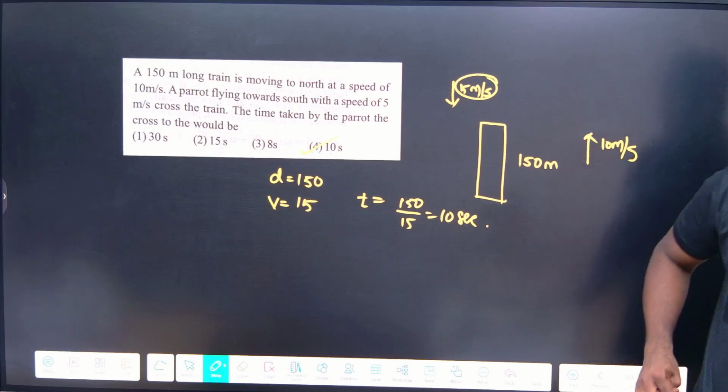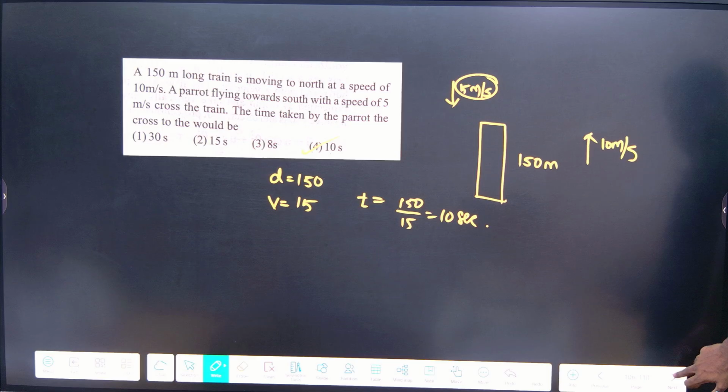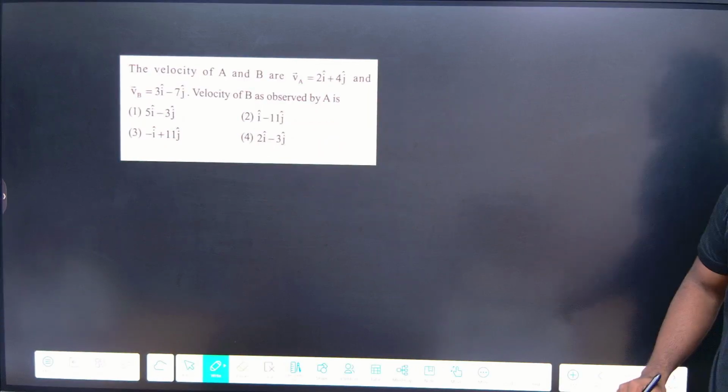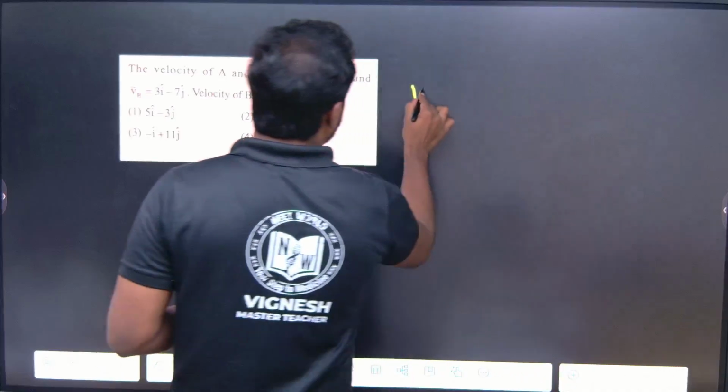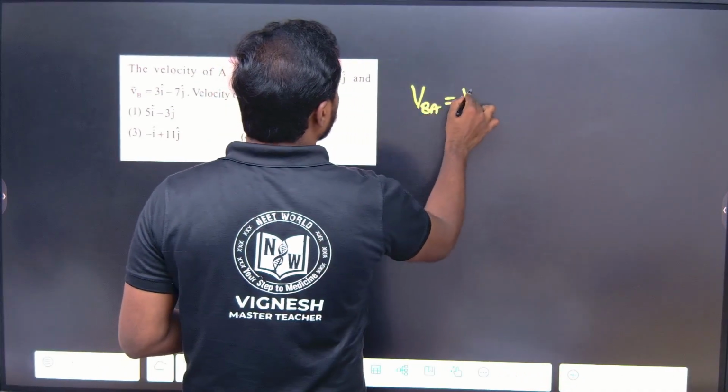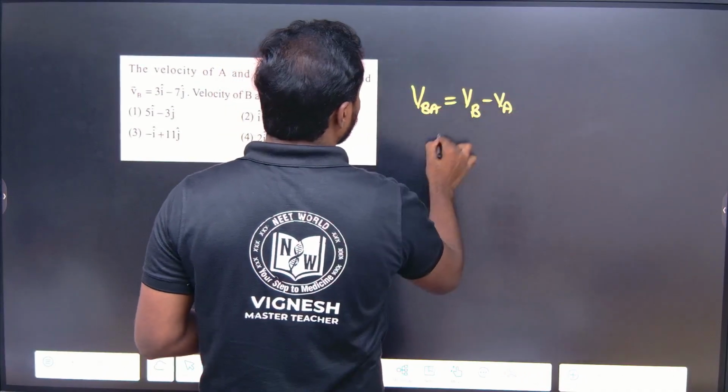Done. So the next question, can you give the answer for this question? Velocity of B observed by A, which means they are asking velocity of B with respect to A, VB minus VA. Give the answer for this question, we will see.